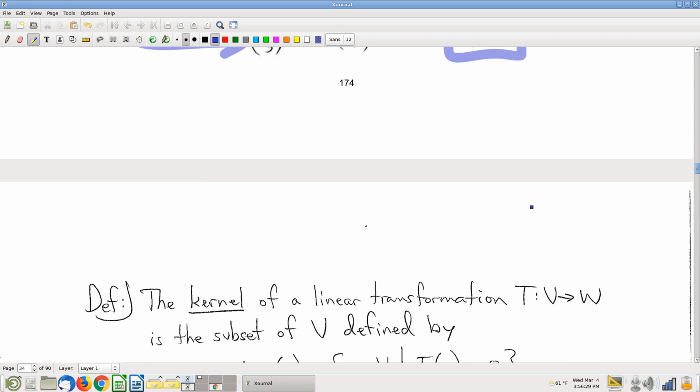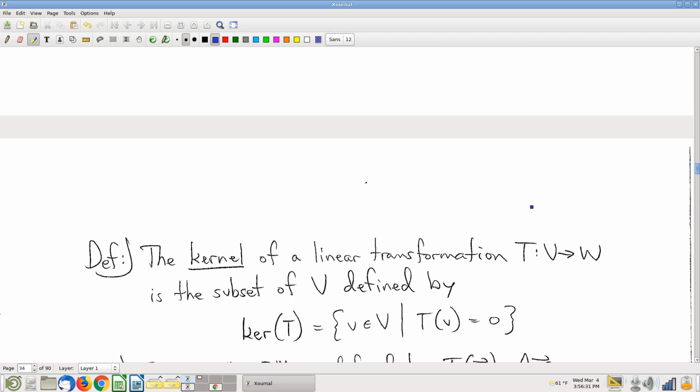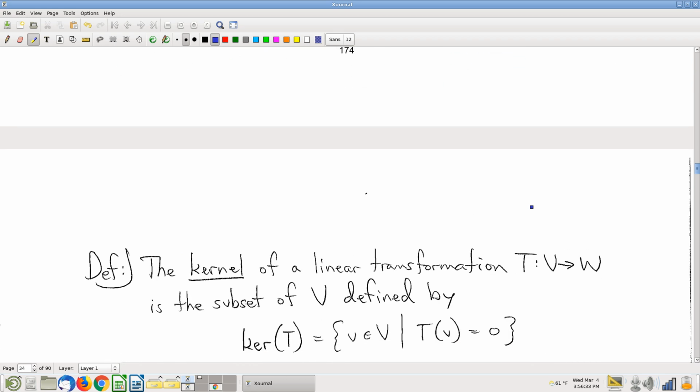More stuff that we need to do. I need to define a thing. New concept. I need to define something called the kernel of a linear transformation.